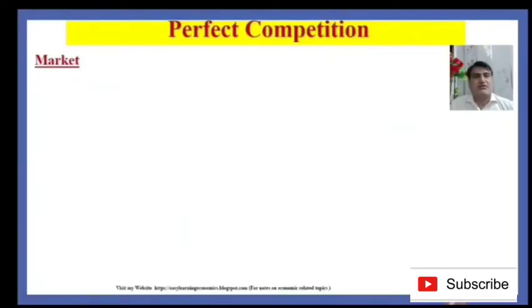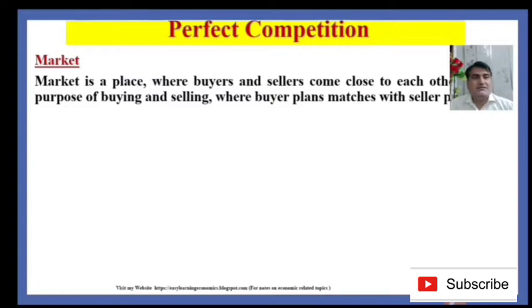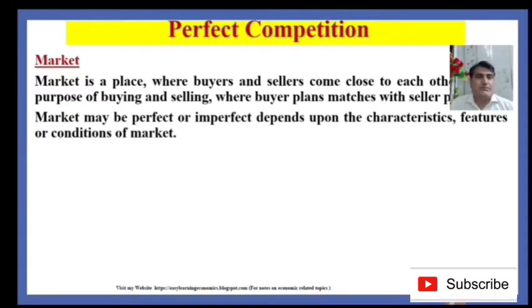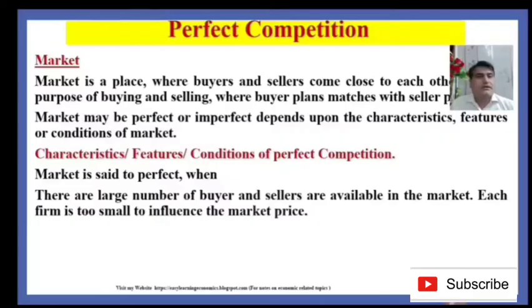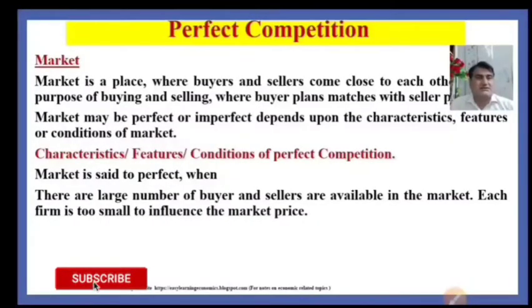We are starting with what is market. So market is a place where buyer and seller come close to each other for the purpose of buying and selling, where buyer plans match with seller plans. Market may be perfect or imperfect, depending upon certain conditions or features of market. So market is said to be perfect when there are a large number of buyers and sellers available in the market.